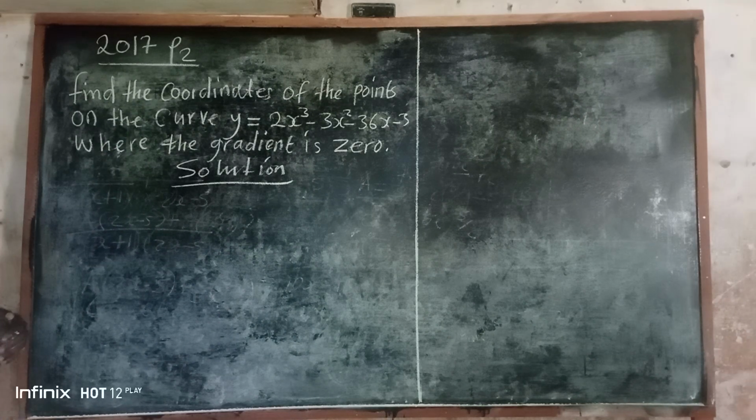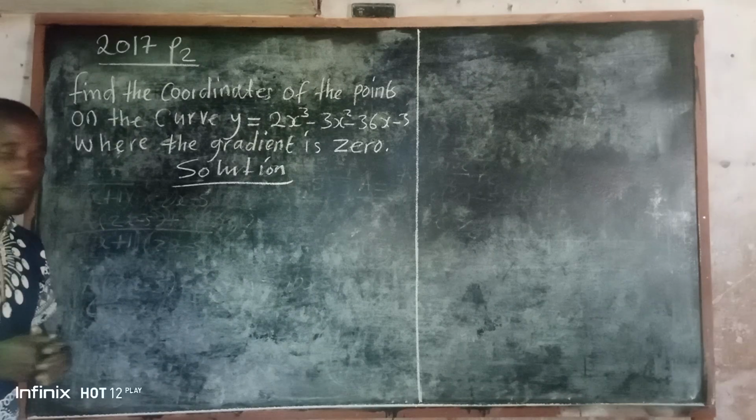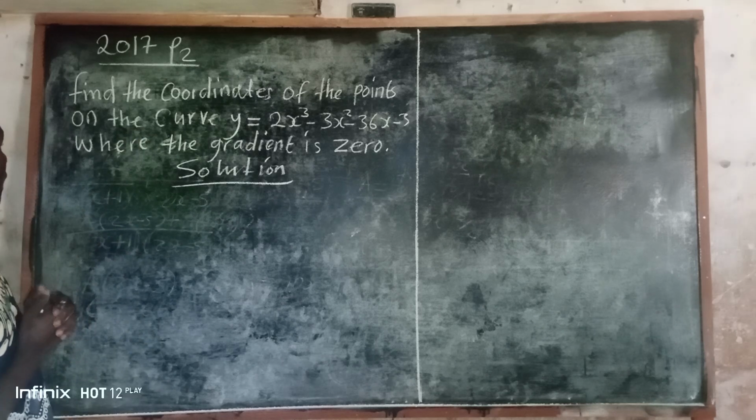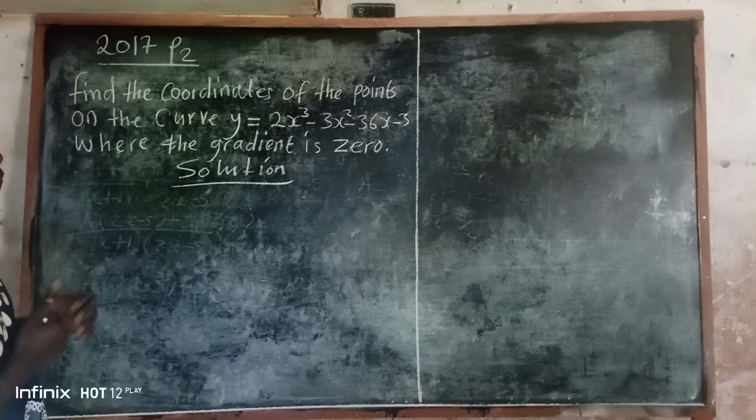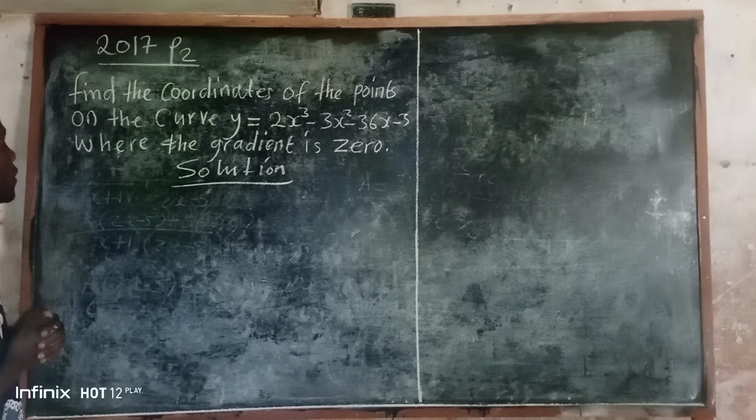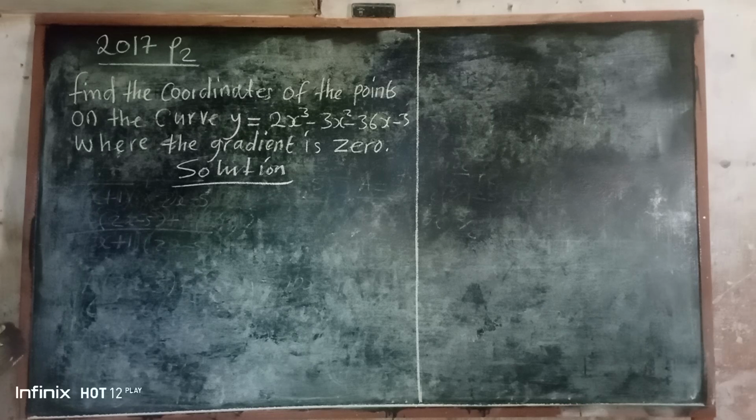So the question reads: find the coordinates of the points on the curve y equals 2x power 3 minus 3x power 2 minus 36x minus 3, where the gradient is 0. So here they want us to find the coordinates of the points of this curve. How can we find the coordinates of the given curve?